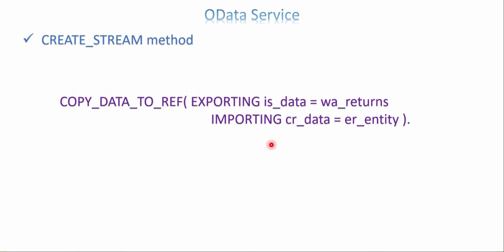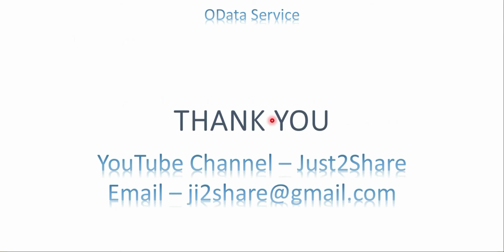After that, this is optional, but if you skip it you will get an error saying that the service has not returned any value to the UI. So you have to use the method copy data to ref and return whatever message you want back to your UI. That is another parameter in the signature of create stream, er_entity. Make use of this and pass a message back to the UI. Yeah, that's it. Let's get into the system now.